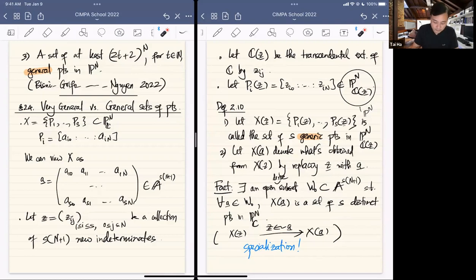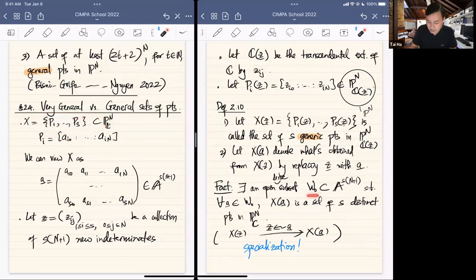For example, let's say I put the condition that the rank of the matrix is maximal. If this matrix, whatever it is, has maximal rank, then it cannot have two rows where one is a multiple of the other. And so the maximal rank condition gives me a set of distinct points.